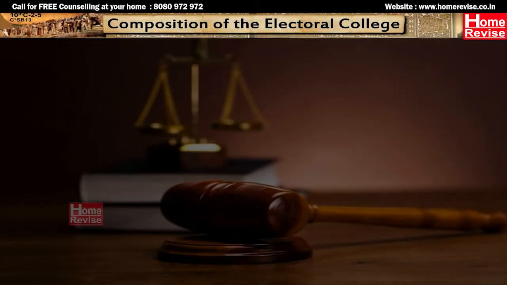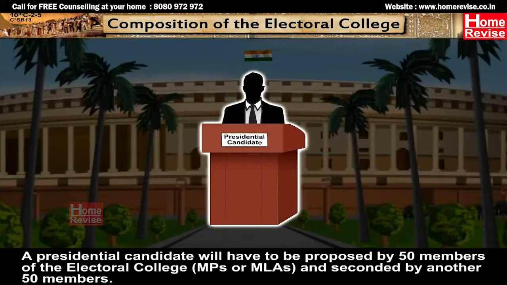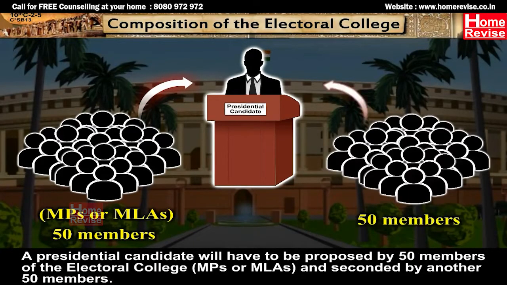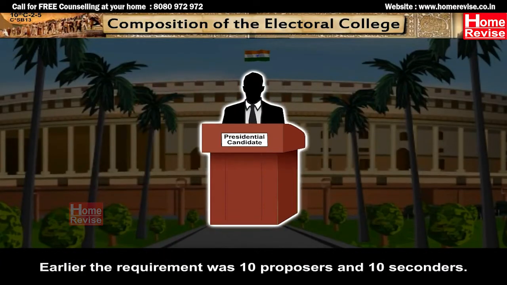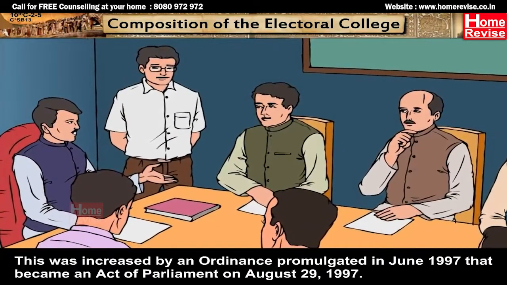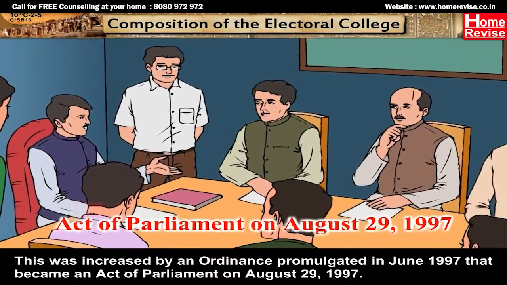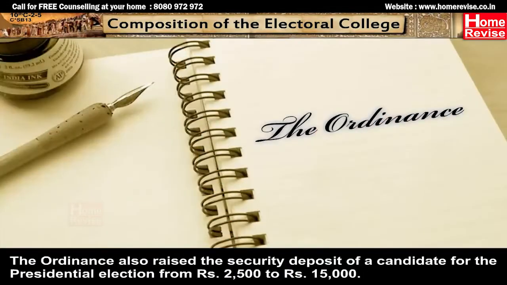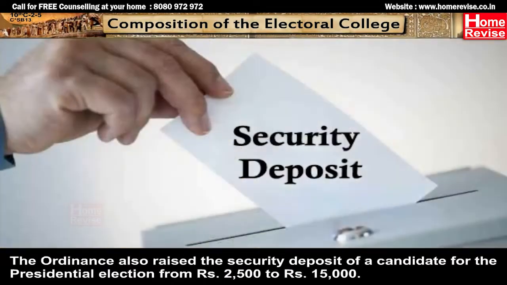Composition of the Electoral College. A presidential candidate will have to be proposed by 50 members of the Electoral College, MPs or MLAs, and seconded by another 50 members. Earlier, the requirement was 10 proposers and 10 seconders. This was increased by an ordinance promulgated in June 1997 that became an Act of Parliament on August 29, 1997. The ordinance also raised the security deposit of a candidate for the presidential election from Rs 2,500 to Rs 15,000.